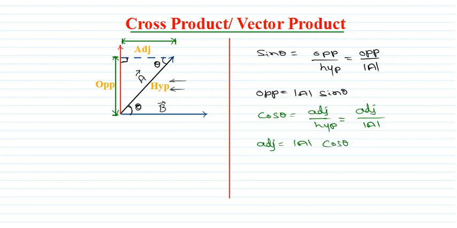Now let us write it here. Opposite I am getting as magnitude of A into sine theta, and adjacent I am getting as magnitude of A cos theta.